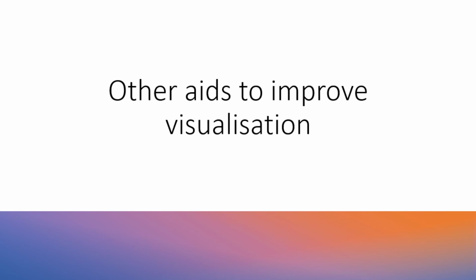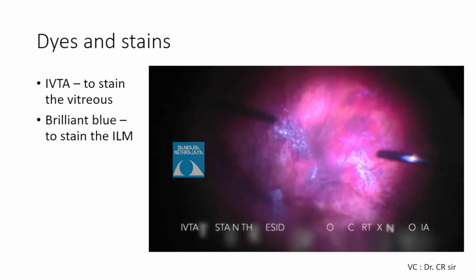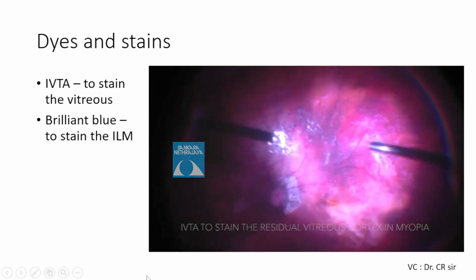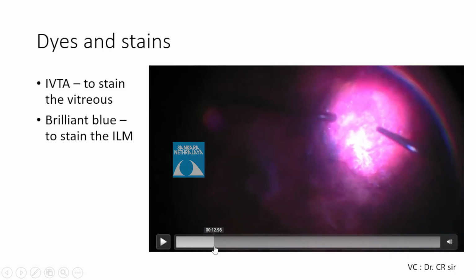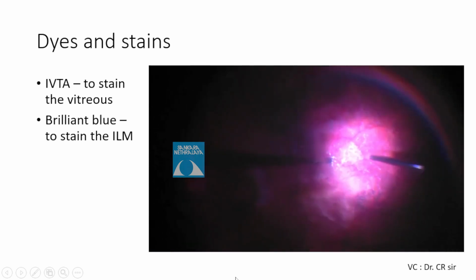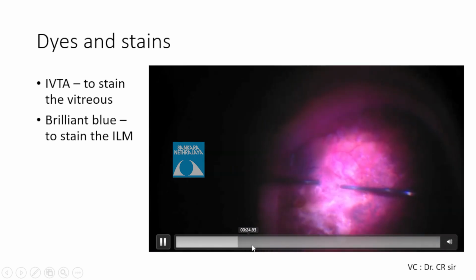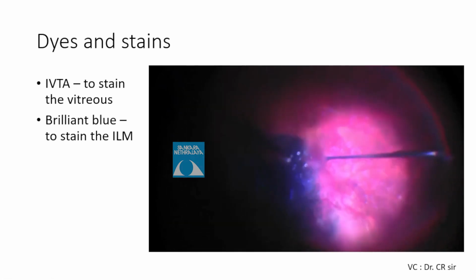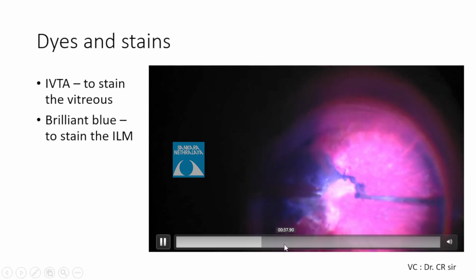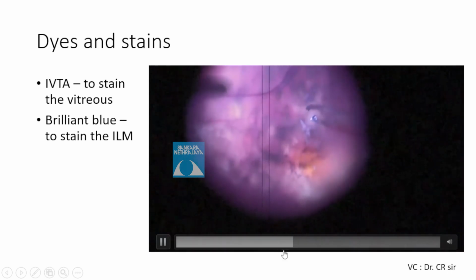There are other aids which can improve visualization. I'm not going into details, but these are the things that can help you during visualization, like IVTA to stain the vitreous and brilliant blue to stain the ILM. This is a case of myopic tractional maculopathy, where we can show the IVTA assisted removal of the cortical vitreous. When you stain with ILM, you can see that there is patchy staining of ILM. And then we remove the cortical vitreous, IVTA stained cortical vitreous.